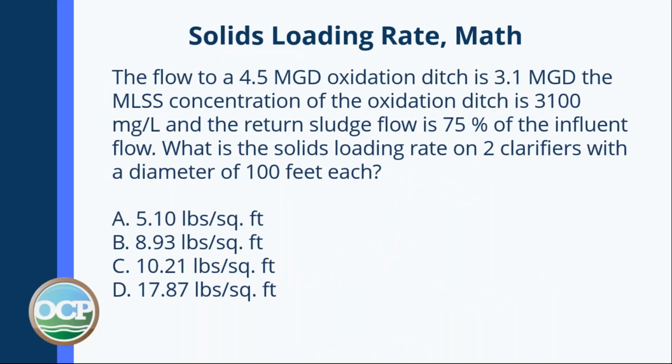Here's one that you all can work out. The flow to a 4.5 million gallon per day oxidation ditch is 3.1 million gallons per day. The MLSS concentration of the oxidation ditch is 3,100 milligrams per liter. The return sludge flow is 75% of the influent flow. What is the solids loading rate on 2 clarifiers with a diameter of 100 feet each? Go ahead and work this out. I'll give you some time, then we'll come back and work through it together.